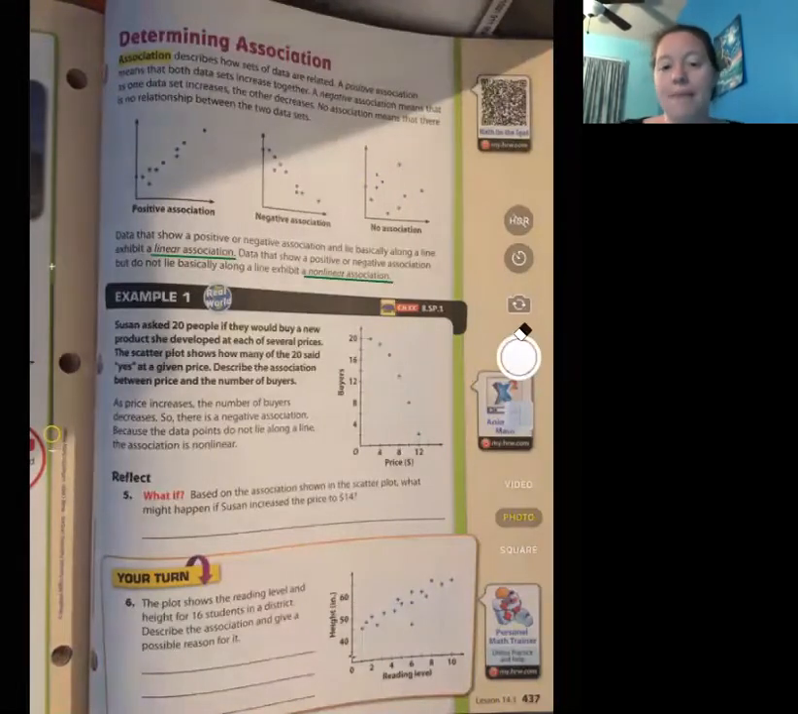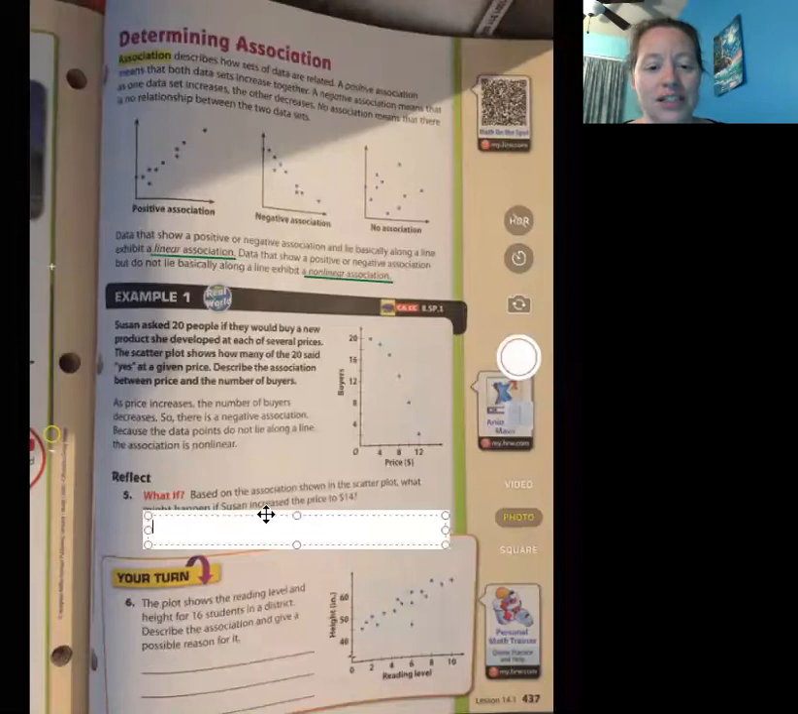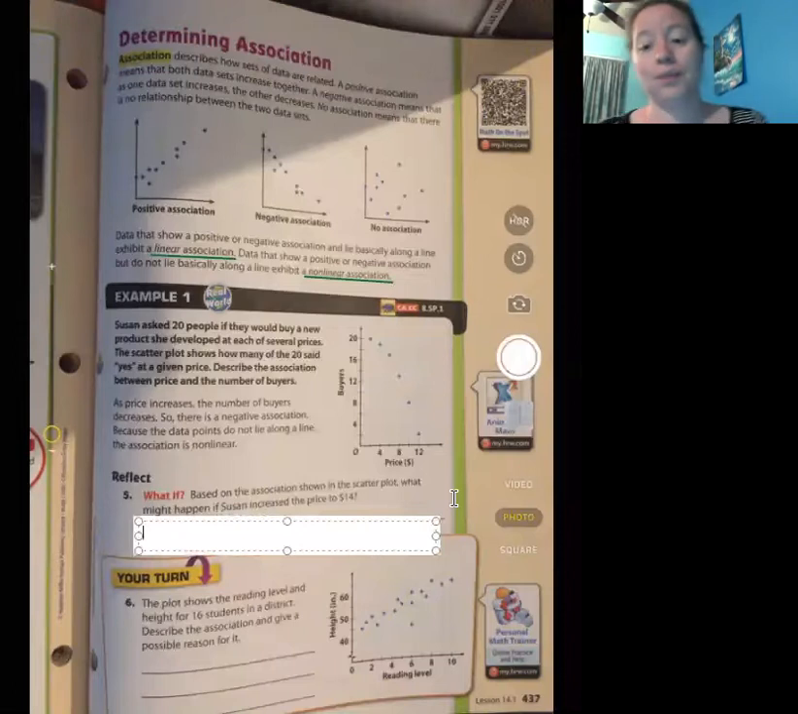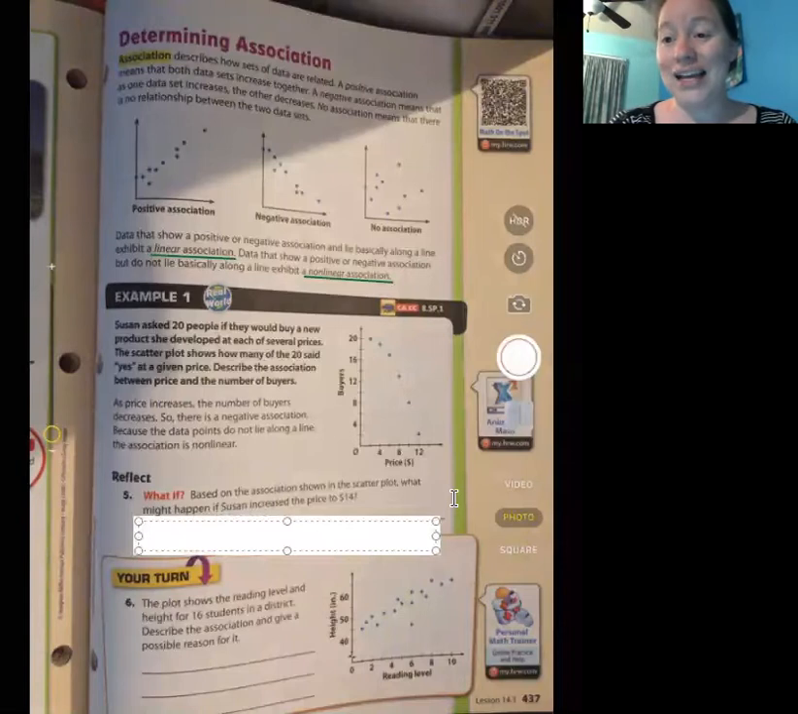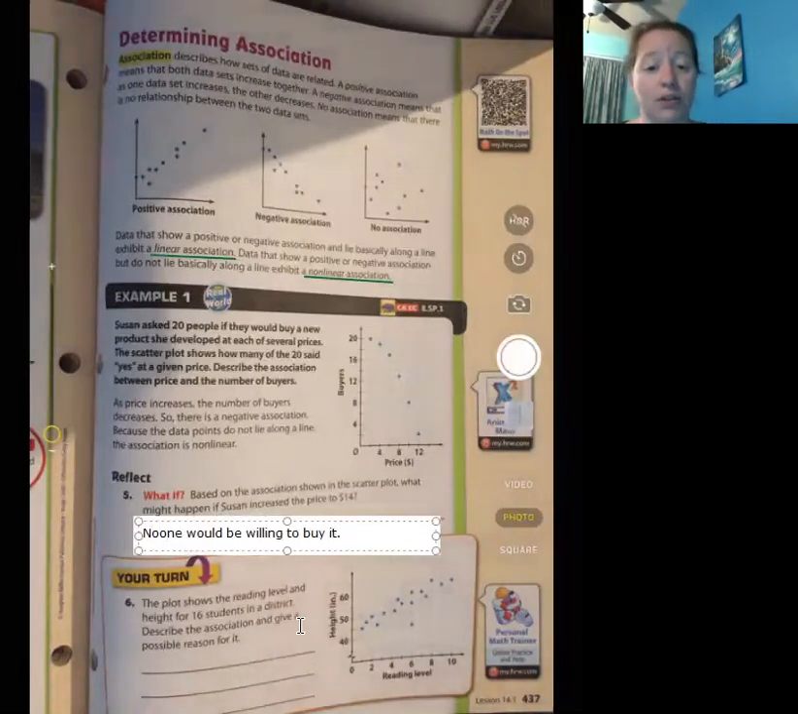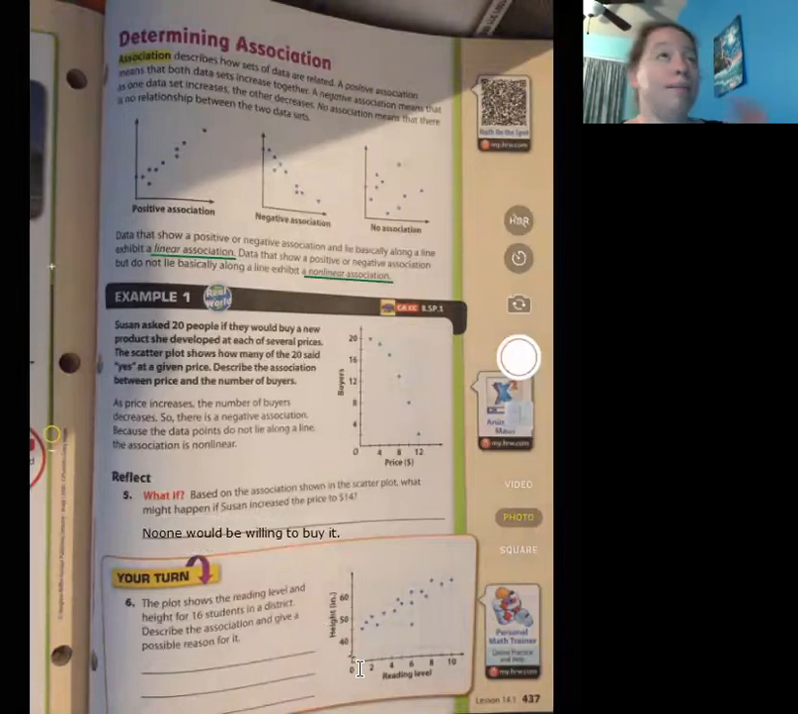So what if? Based on the association shown in the scatter plot, what might happen if Susan increased to $14? If she decided to increase it again, she only has 2 people willing to pay $12. What might happen if she increased it to $14? Well, I think no one would be willing to buy it. I mean, I suppose there's somebody who's like a collector, if it's a collector's item, or maybe one of her parents or something like that would sit there and feel sorry for her and buy it, but no stranger's gonna buy it.